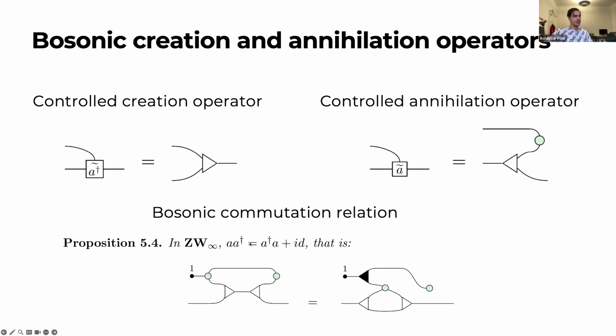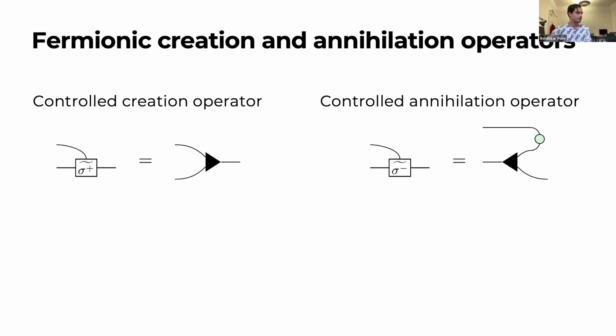It just says that the commutator of the creation and annihilation operator is 1. This is how it's expressed. It's, in my opinion, very, very neat. And it has a very cool proof too.